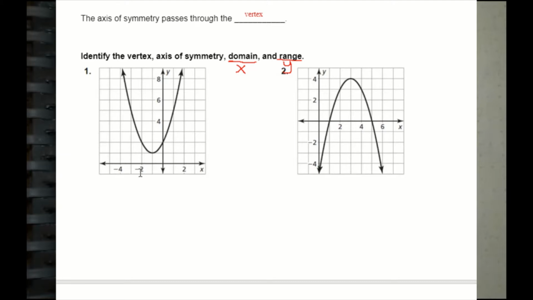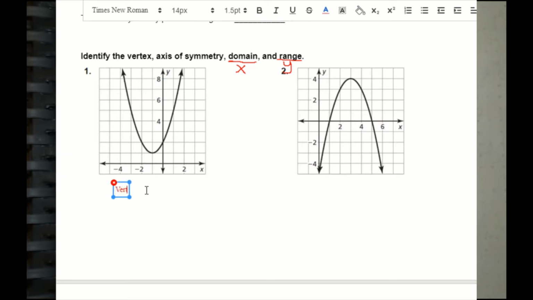So let's talk about the vertex. We need to find the vertex. We need to find the axis of symmetry. I don't know why I have so much trouble spelling this one. Symmetry. Okay, so domain and range. So we want to find these four things.